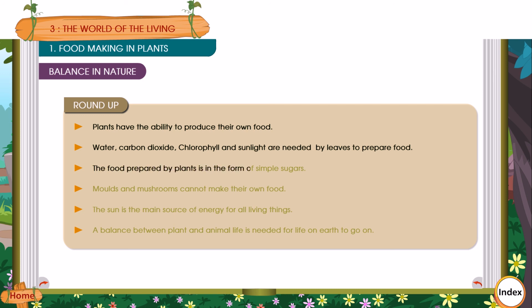Molds and mushrooms cannot make their own food. The sun is the main source of energy for all living things. A balance between plant and animal life is needed for life on earth to go on.